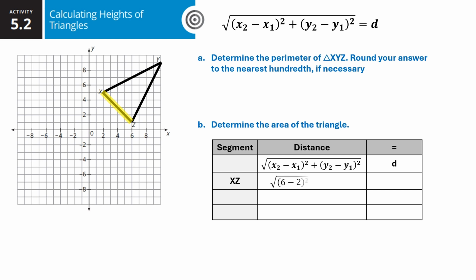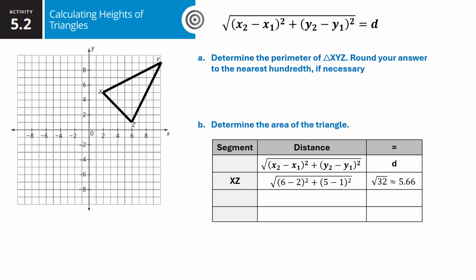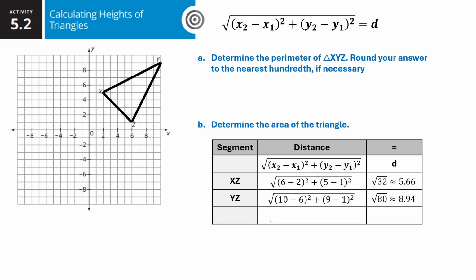The distance of the first segment, XZ, is the square root of 32, which is approximately 5.66. The distance of the second segment, YZ, is the square root of 80, which is approximately 8.94. The distance of the last segment, XY, is also the square root of 80, which is approximately 8.94.